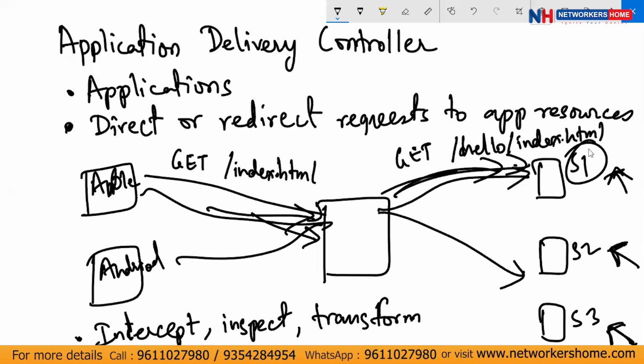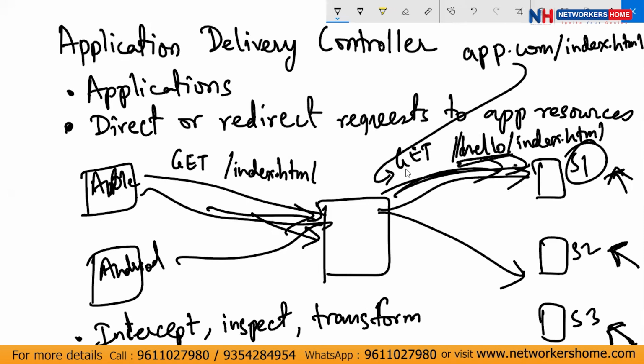So basically, the server team has designed the application in such a way that it does not want the end user to see this hello. This hello is a directory on the web server which should not be visible to the client. So the client should only be accessing something like app.com/index.html. But whenever this request is generated from the client machine towards the load balancer, the request which actually goes out to the server is GET /hello/index.html.